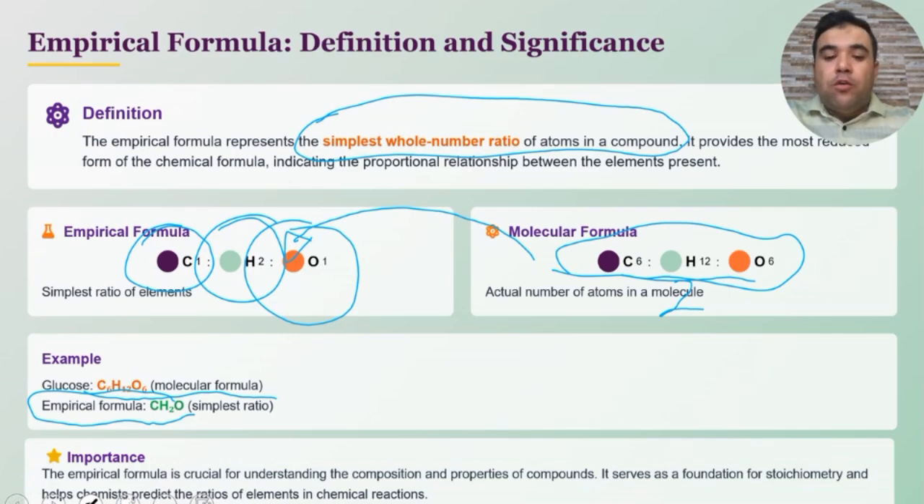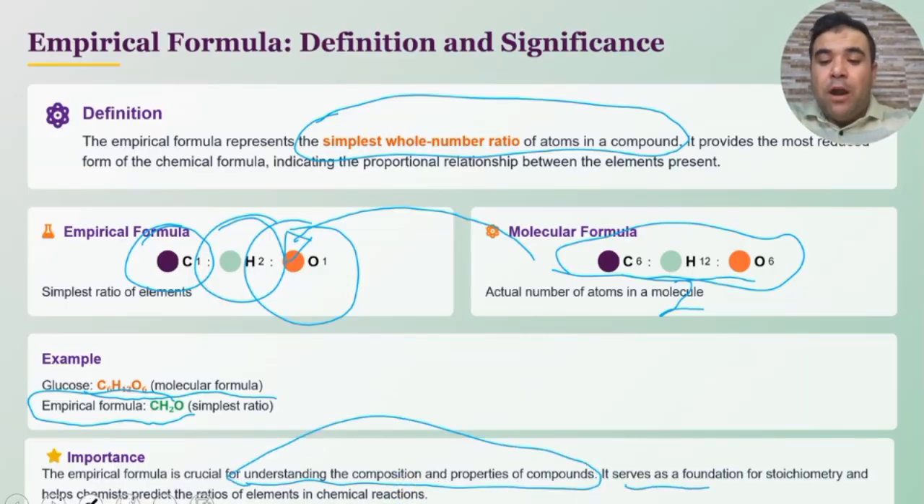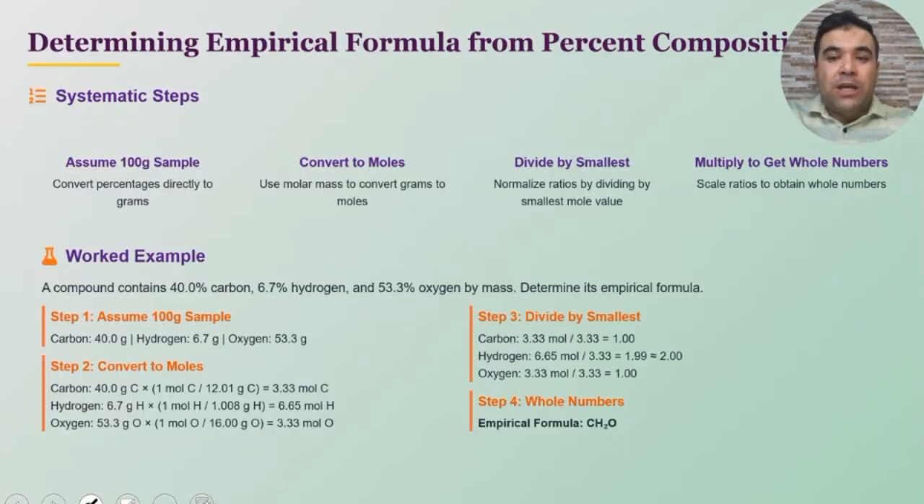What's the importance of the empirical formula, guys? It allows chemists to understand the composition and properties of compounds, and it serves as a foundation for stoichiometry and helps chemists predict the ratio of elements in chemical reactions, guys.